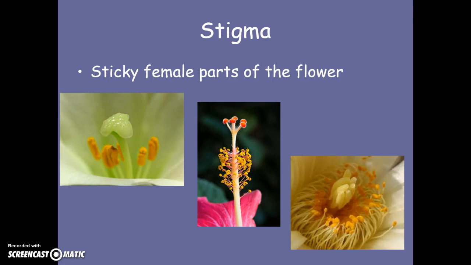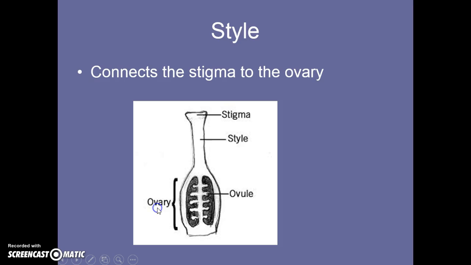Stigma, which is one part of the pistil, is this sticky part of the flower. This is called the stigma. So many different shapes and sizes of stigmas. Here's one in a lily plant. This one has 1, 2, 3, 4, 5 different stigmas. This is a hibiscus. And you have 1, 2, 3, 4, 5, 6, 7 different stigmas in this flower, and that flower comes from a cactus. So stigma, sticky. Try to remember that. Stigma is the sticky part.